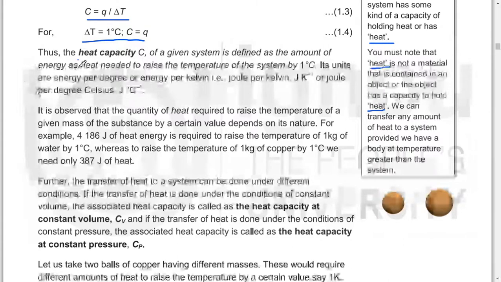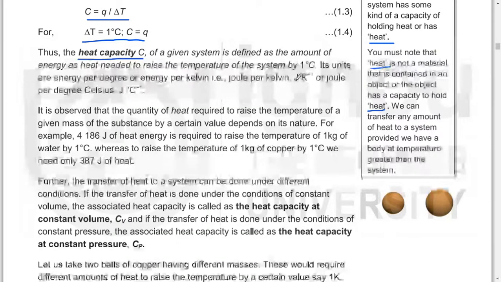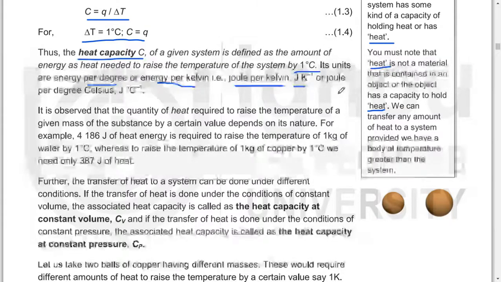Thus, the heat capacity C of a given system is defined as the amount of energy as heat needed to raise the temperature of the system by 1 degree Celsius. Its units are energy per degree or energy per Kelvin, that is joule per Kelvin, J K⁻¹, or joule per degree Celsius, J °C⁻¹.